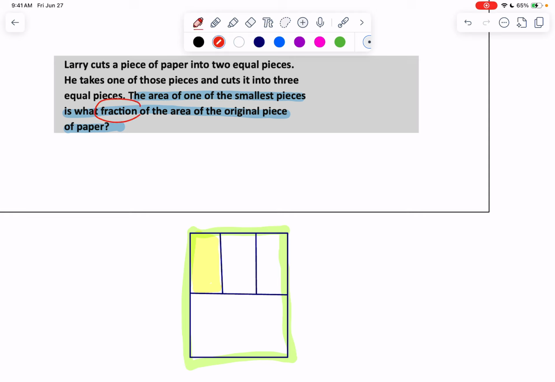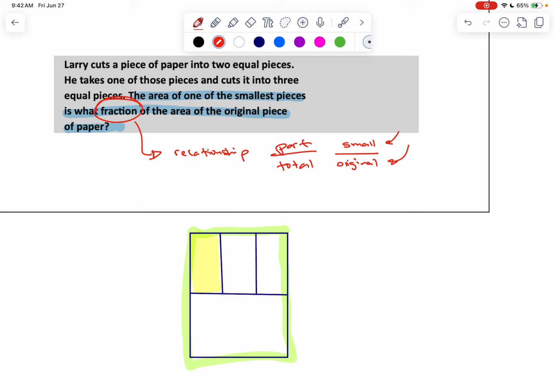They're asking us for a fraction, and a fraction is a relationship between the part and the total. So in this case, the part would be the small piece and the total would be the original piece of paper. Yeah? So guess what we can do? Plug in for one, solve for the other, and see what we get.